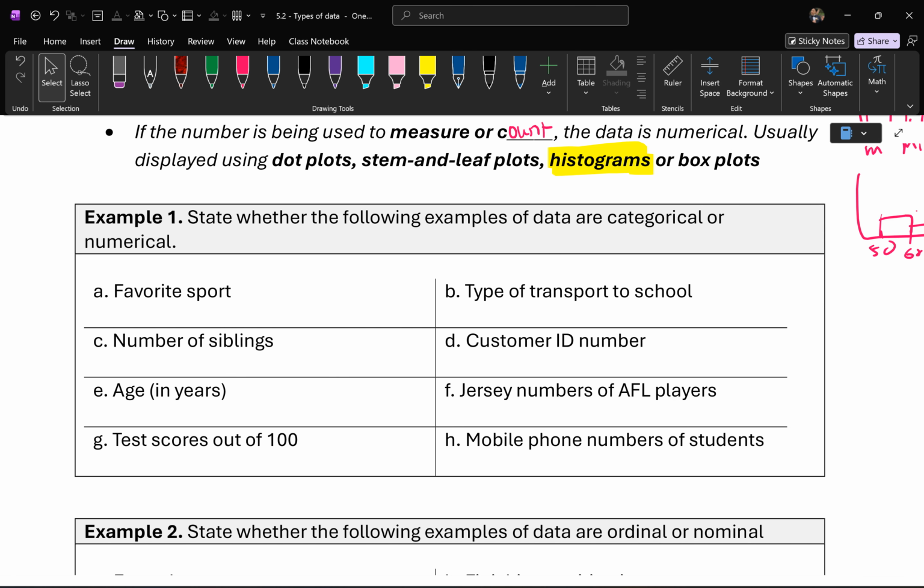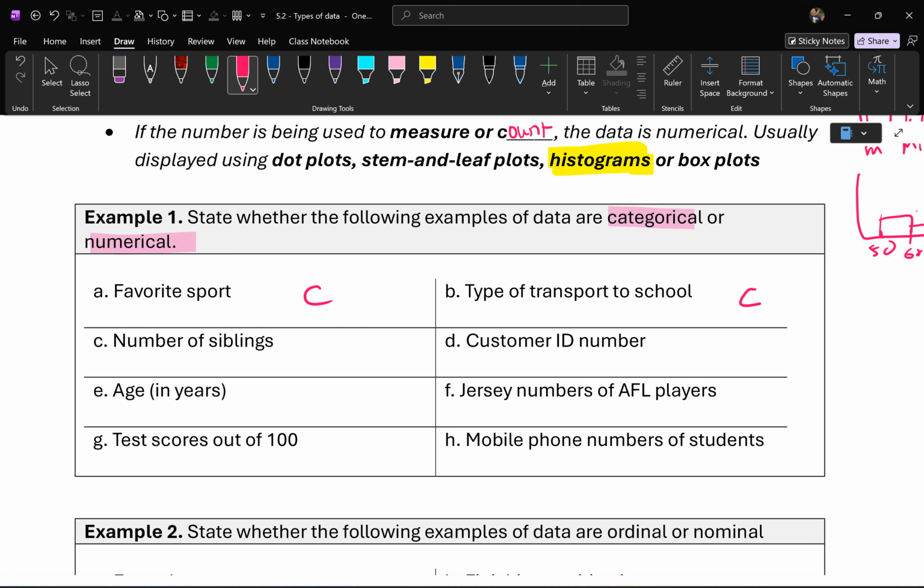Favorite sport. I just want to know, is it categorical or is it numerical? Let's start off with Michael. Categorical, very good. I'm going to put a C because I'm too lazy to write categorical. So C for categorical, very good. That's correct. Let's go next one. Mitchell. Type of transport to school. Categorical, because you can take a bus, you can walk, you can take a train, car. Those are labels, not a number.